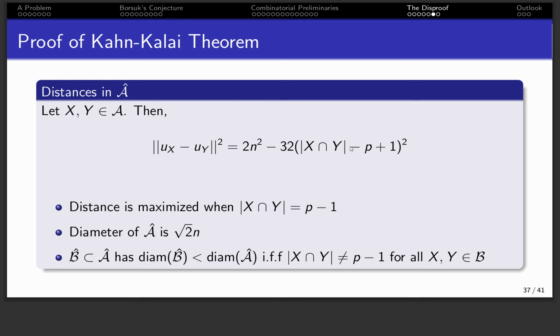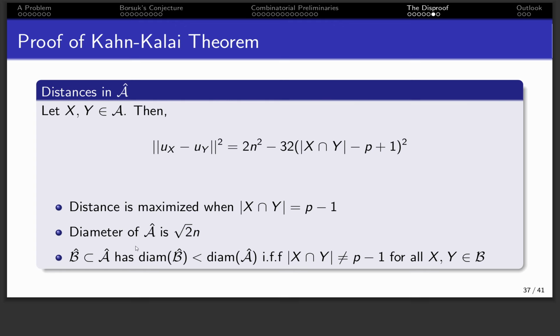Okay, now let's think about this. The distance here is maximized if the intersection size is equal to p minus 1. Why? Because then here we have p minus 1 minus p plus 1, so this is 0, and then the distance is 2 square root of 2 times n, which is actually the diameter of our A hat set. But if we have any other intersection size, then this here is something positive or something negative, either one, then we square it, so it's something positive, and we do minus, so we get a smaller distance.